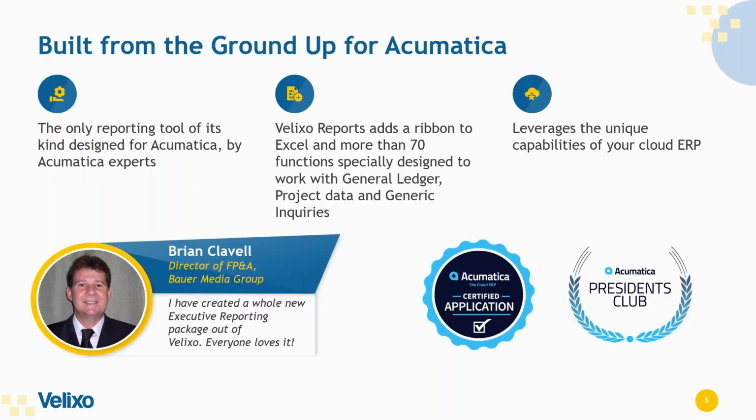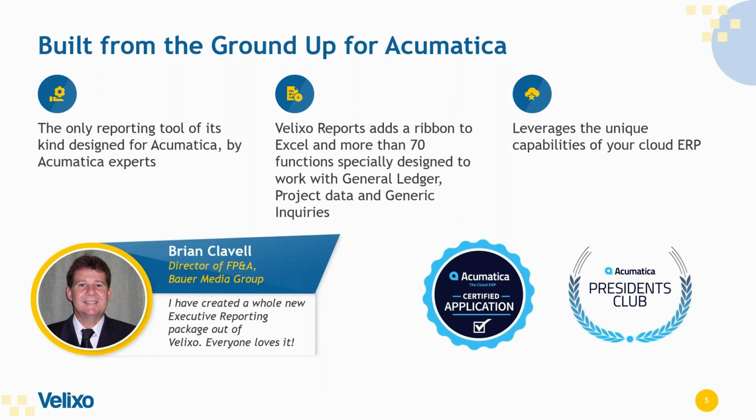Now, what you're going to see once we download Velixo, which will only take about 30 seconds to a minute, is that we've added a new ribbon within Excel called Acumatica. When you click on that ribbon, there will be a drop-down of additional functionalities that I will go through one by one. In addition to that, we've created over 70 functions now. We had 60 a couple of months ago. We're at 70 now, and I envision this to grow in the near future.